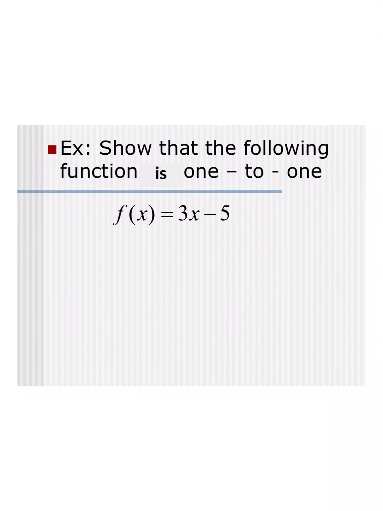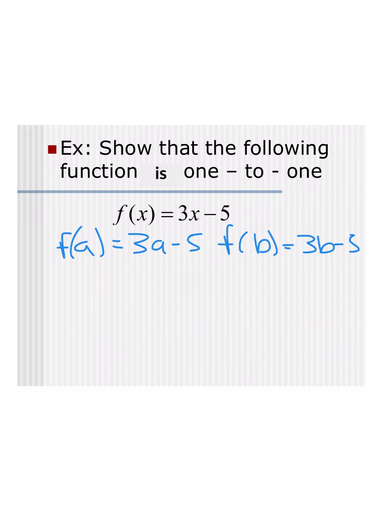All right, show that the following function is 1-to-1. Again, first we're going to plug in an a and plug in a b. So f(a) is equal to 3a minus 5. And then f(b) is equal to 3b minus 5. Now what we're trying to prove is that if I plug in two different values, a and b, and set the equations equal, a and b must in fact be the same x value. So for my next step, I'm going to say that 3a minus 5 is equal to 3b minus 5, and I'm just trying to solve for a and b.